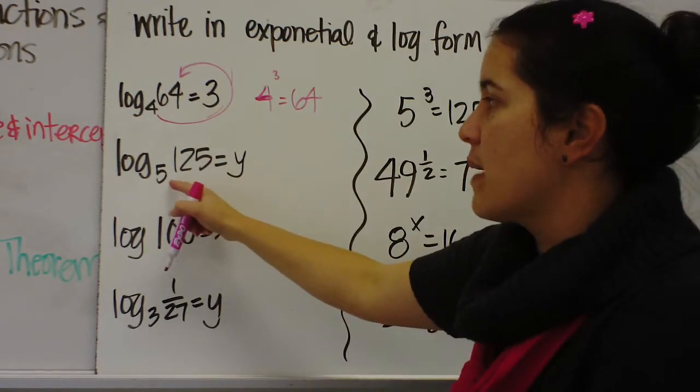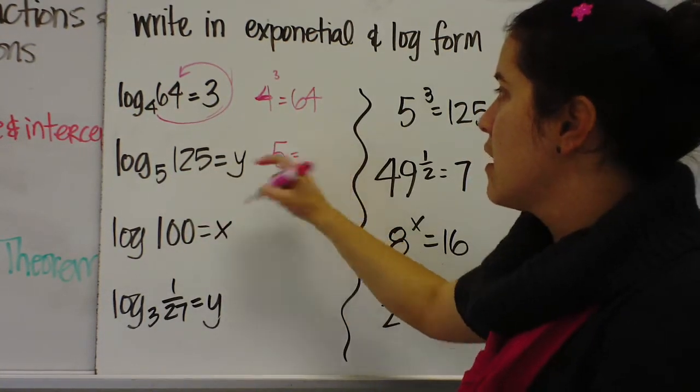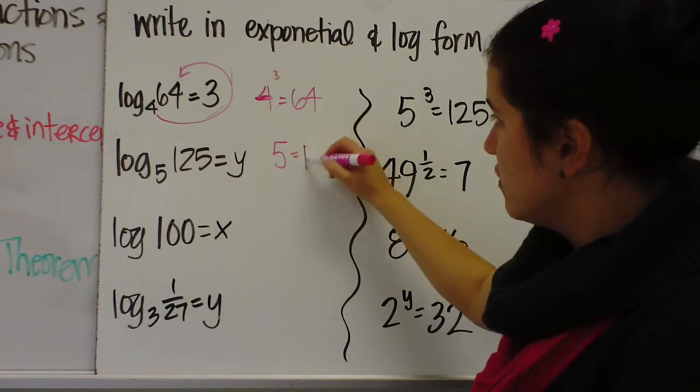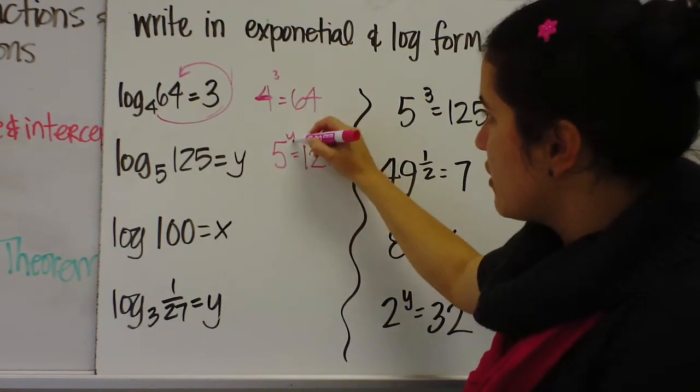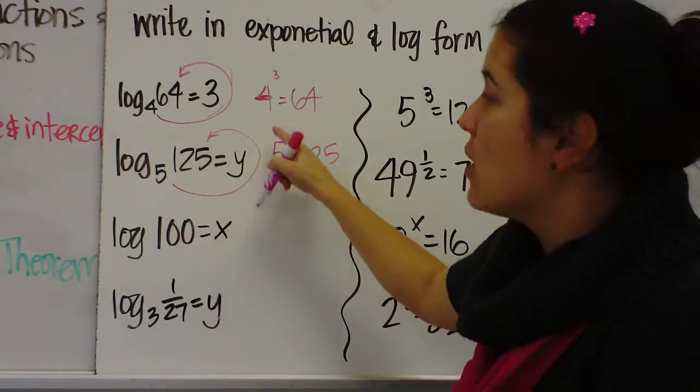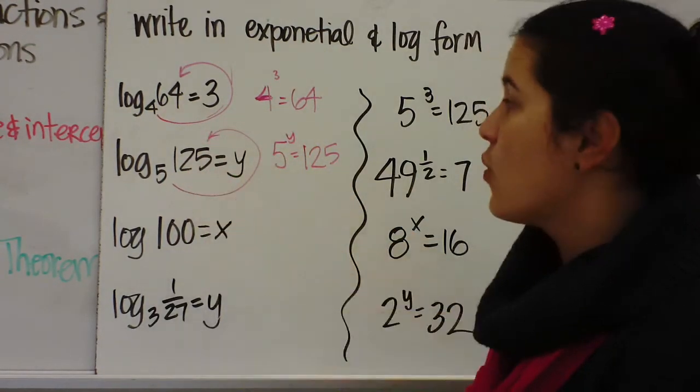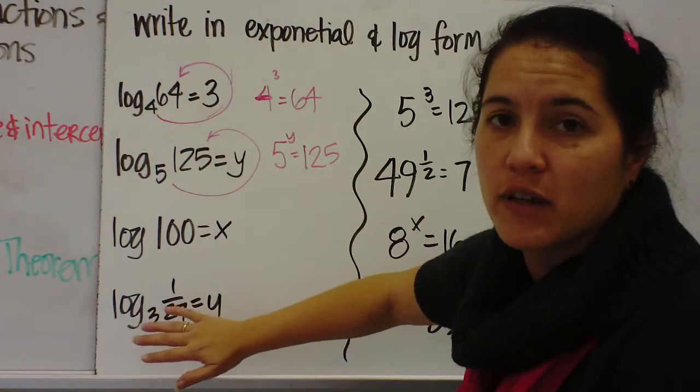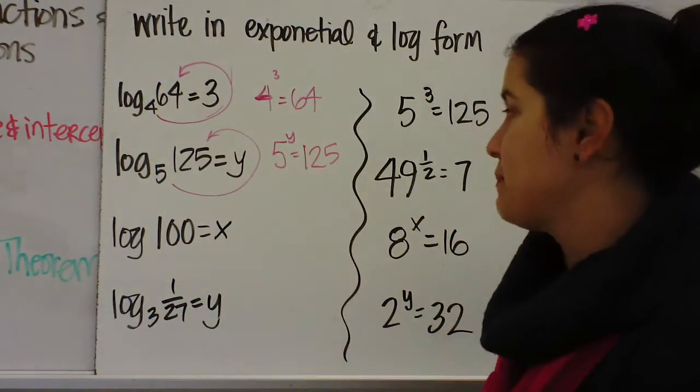So in this one, this is your base. This is your answer, and your exponent is y. And if we do our loop, 5 to the y power is 125. We are writing this from logarithmic form to exponential form.